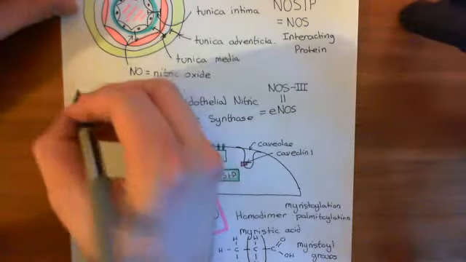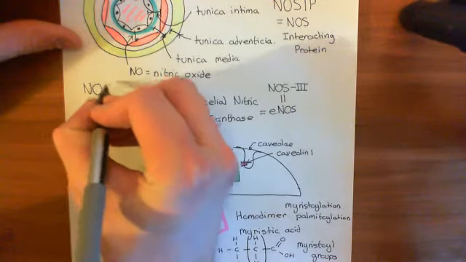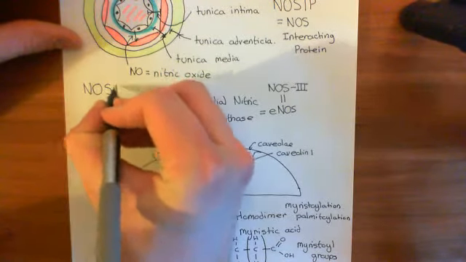So NOSTRIN over here stands for, again, nitric oxide synthase, so NOS, and then trafficking inducer. So NOS trafficking inducer. The TR here comes from trafficking, and the IN comes from inducer. So NOSTRIN, nitric oxide synthase trafficking inducer. So let's say here is NOSTRIN over here.